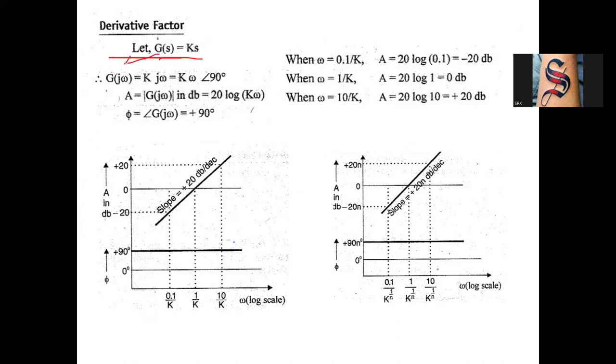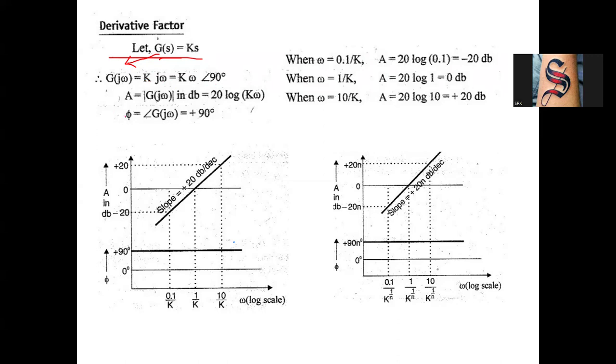We need to convert the s domain into the frequency domain, so s equivalent to j omega. So we can write k into j omega. What is the magnitude of this term? k omega, and the phase angle is 90 degrees. Here we need to take k and j omega separately. But k is a constant, so the phase angle for the constant is 0, so there is no effect on that. It is only purely imaginary, so that's why the phase angle is always 90 degrees.